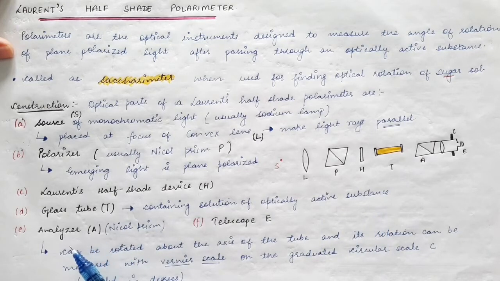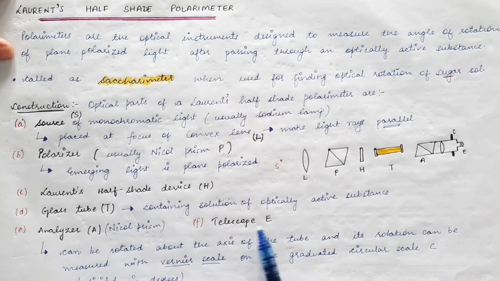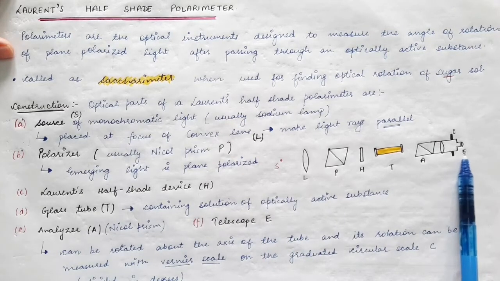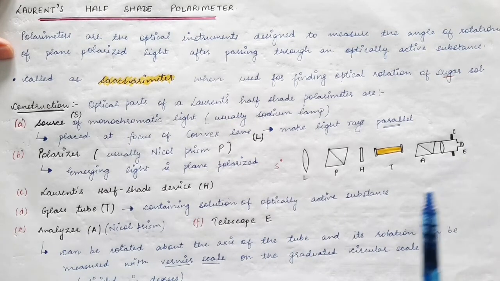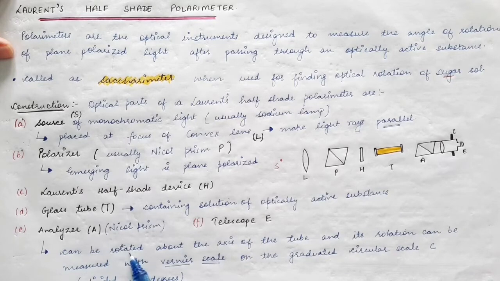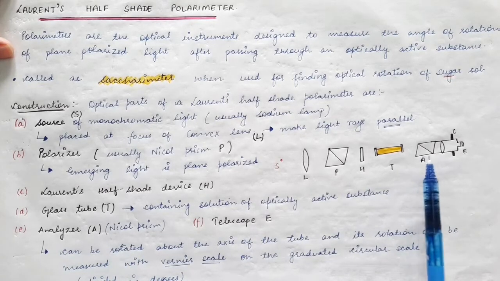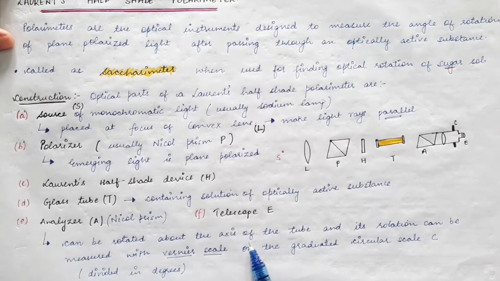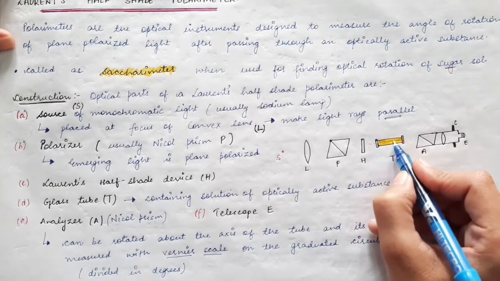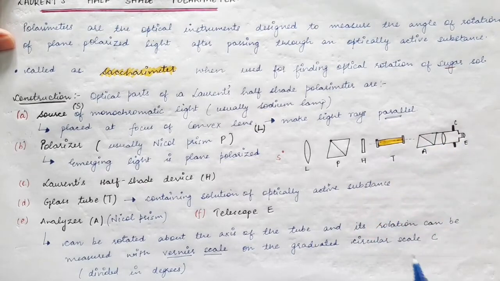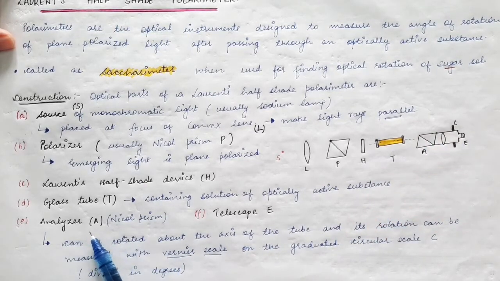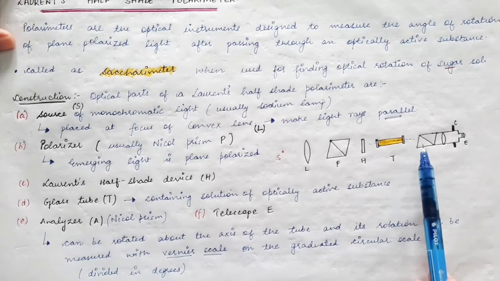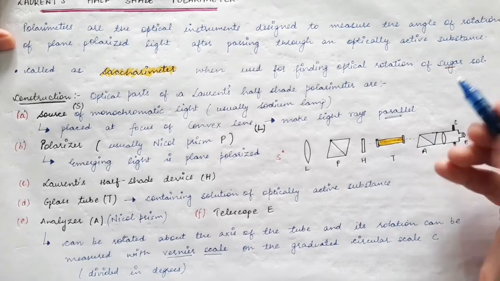And after that we have an analyzer, that is nothing but a Nicol prism. And then we have a telescope, which is represented by E, or you can say we have an eyepiece. So this analyzer can be rotated. This Nicol prism can be rotated about the axis of the tube. Now this is the axis of the tube. So the analyzer can be rotated about this axis, in this manner.